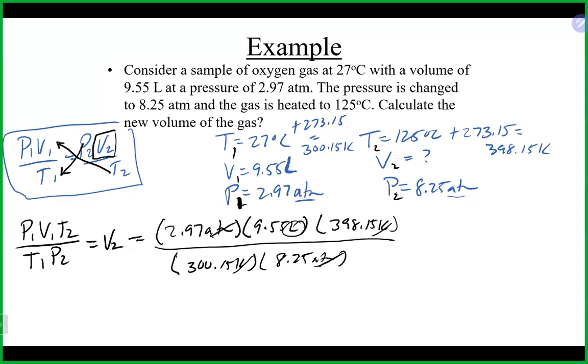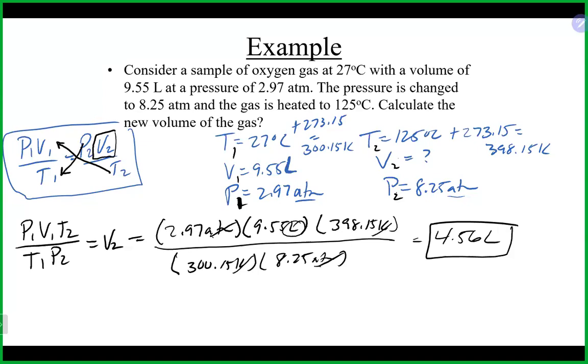And that will get us 2.97 times 9.55 times 398.15 divided by 300.15 and divided by 8.25. It's going to give us a volume here of 4.56 liters in this case. Yeah. Any questions on that there?